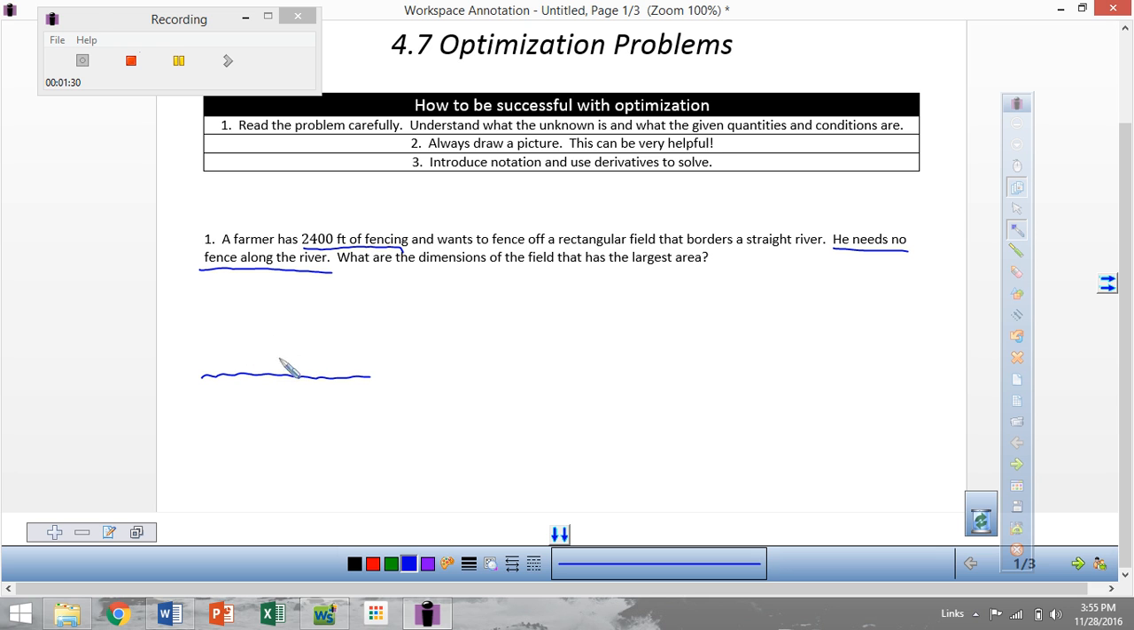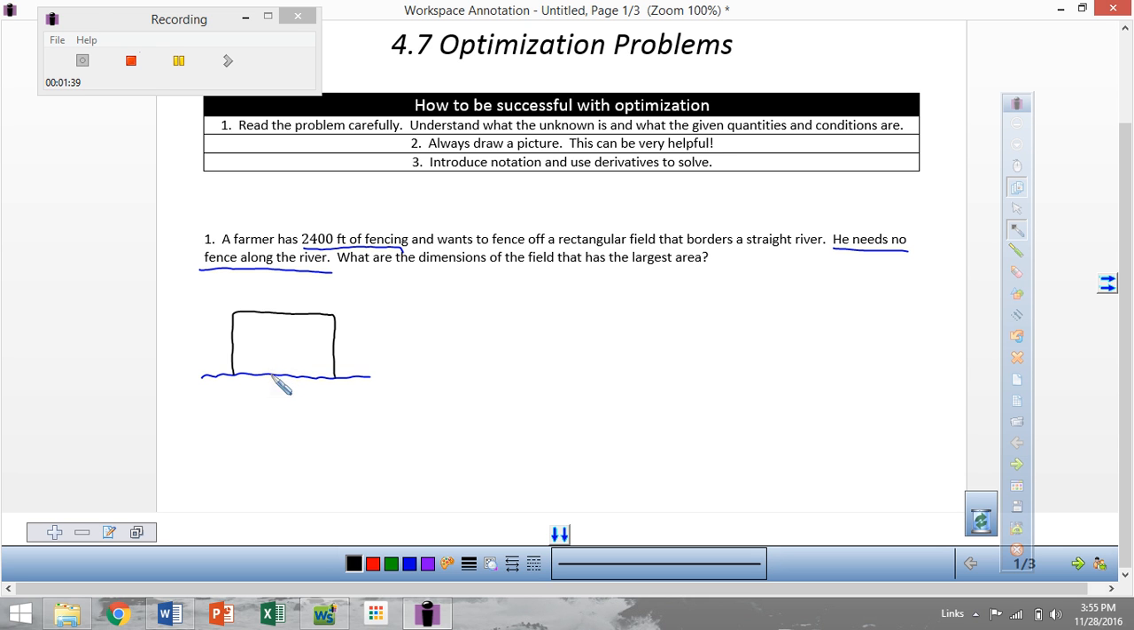So along this river, we're going to have essentially three sides of a rectangle, right? We don't have anything here because he doesn't need to fence this off where that river is. So the question is going to be, how should he make this rectangle so that he has the largest possible area inside this rectangle?